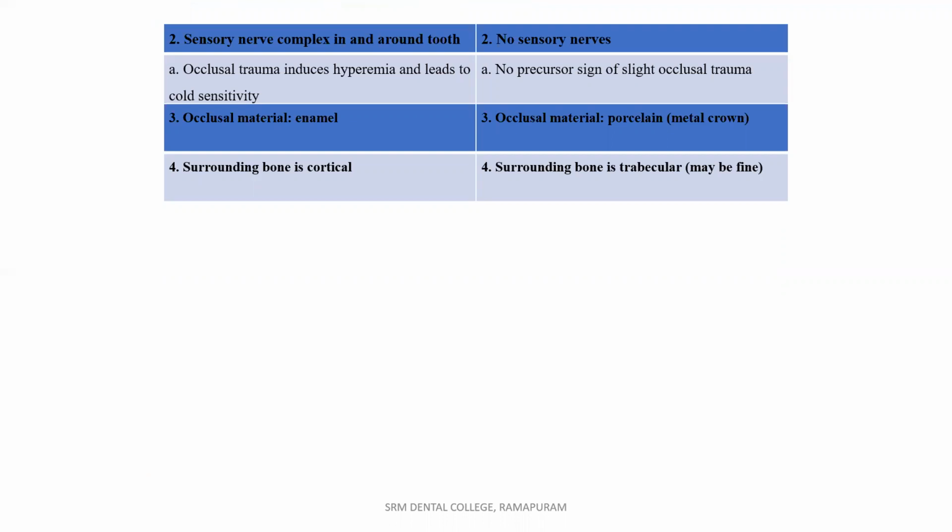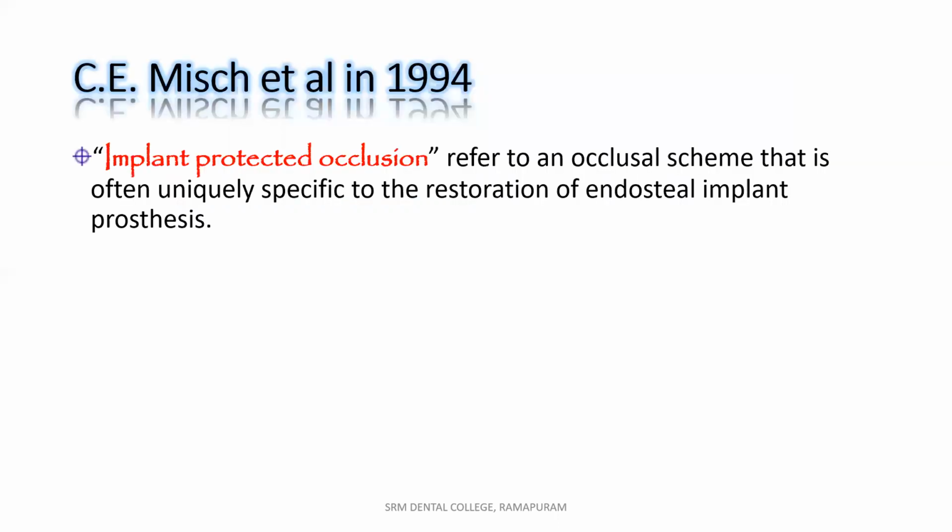The occlusal material for the natural tooth is going to be the enamel, and the surrounding bone is going to be cortical. Whereas for an implant crown, it's either going to be a porcelain crown or a metal crown, and the surrounding bone is going to be trabecular.